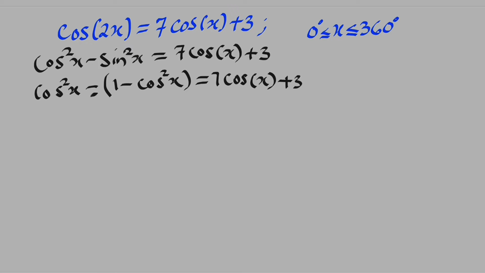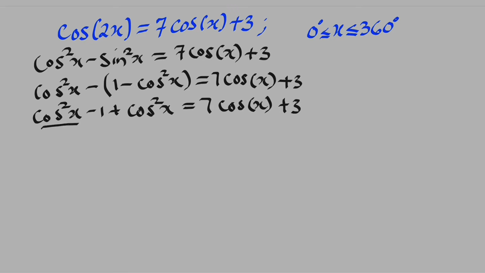Let us distribute this minus sign over these two terms. We have cos squared x minus 1. Minus will affect the other minus. It becomes positive cos squared x. To the right we have 7 cos x plus 3. We have cos squared x here, and we have also another one here, making 2 of them. Therefore, we have 2 cos squared x minus 1, and to the right we have 7 cos x plus 3.